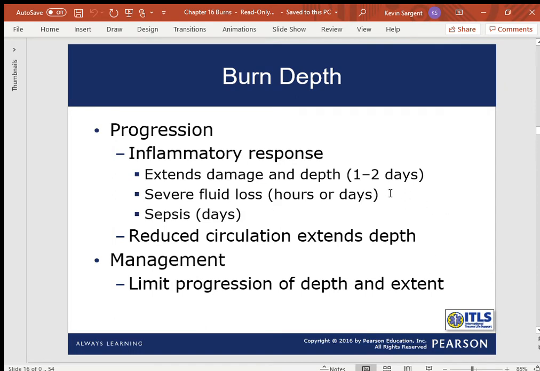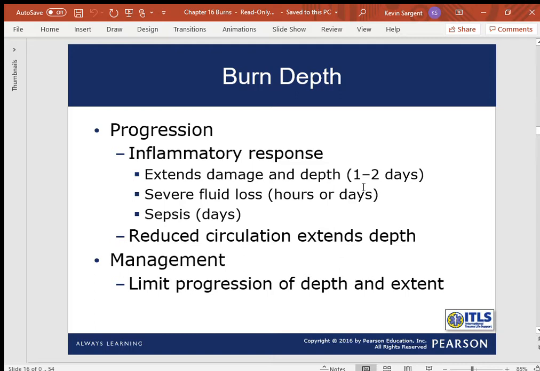So, burn death, progression, inflammatory response. This keeps going for a couple days. The body holds a lot of heat. You'll end up with severe fluid loss, which goes on for hours to days. Sepsis goes on. Remember, the body's job is to fight off infection, and we lose the ability to do that with severe burns. As the burn gets deeper and deeper, it reduces circulation, so you may have issues with peripheral pulses.